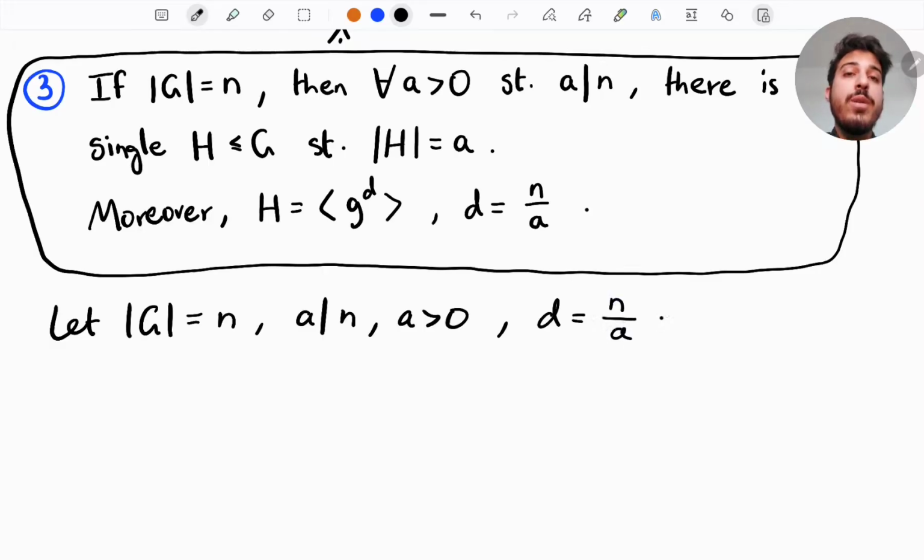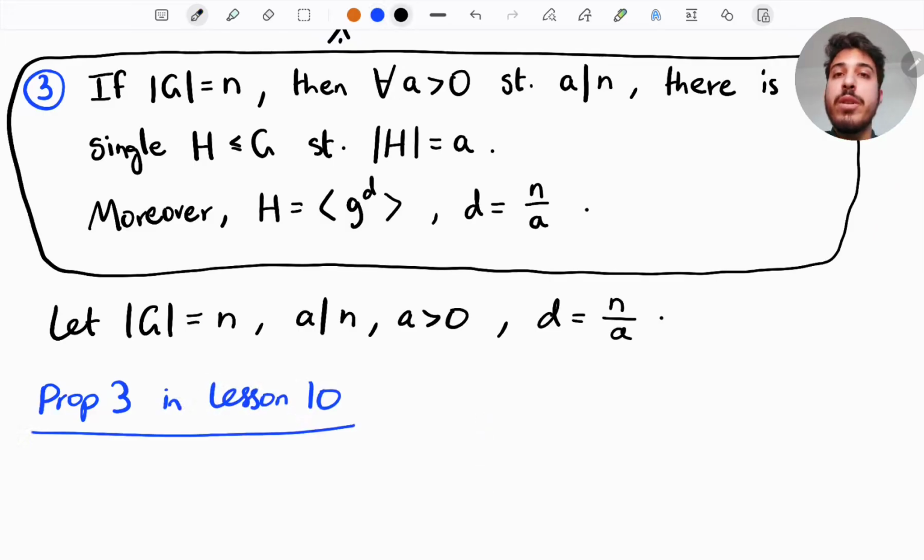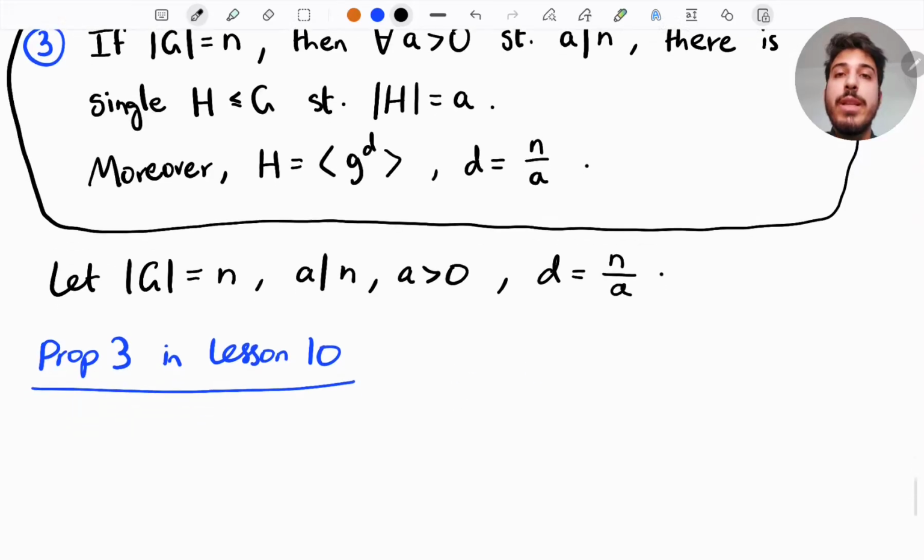Okay, so here we use proposition 3 in lesson 10. If you don't know what that is, I strongly recommend you hop on the playlist and click on lesson 10 to know more about this proposition.